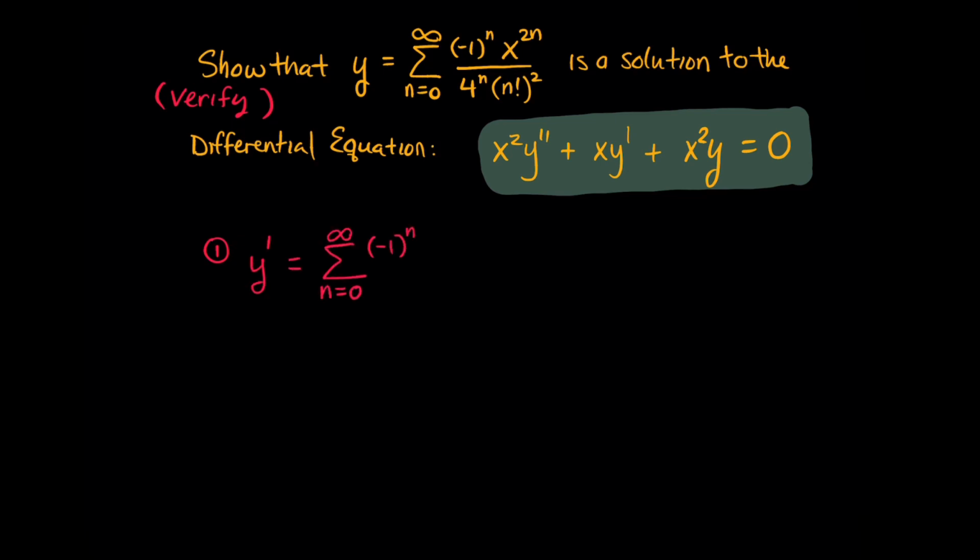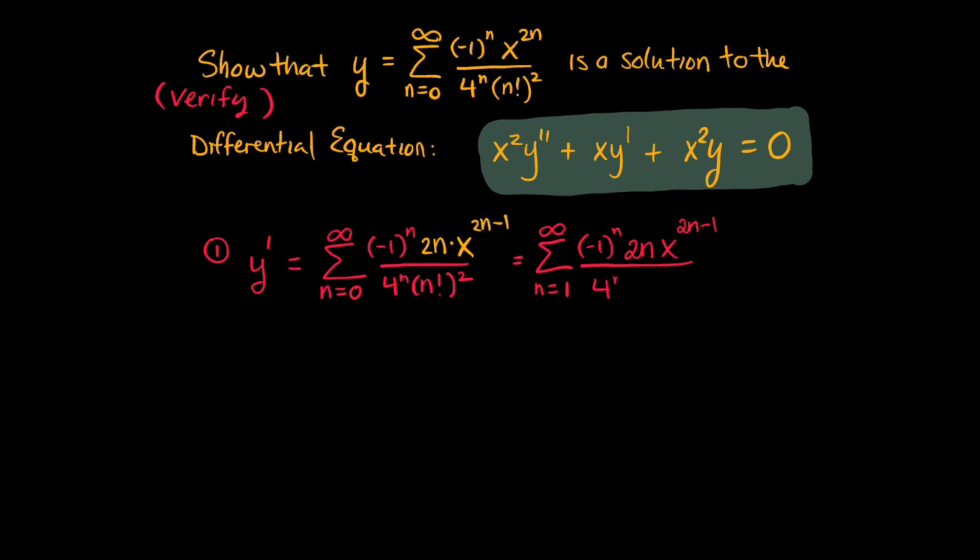So first, y prime. We want to differentiate this with respect to x, so everything in the series expression that's not in terms of x will be treated like a constant. So only what I have highlighted in yellow is what got differentiated by the power rule of differentiation. Next, we notice that this series is the same as if we had started it from n equals 1, because at n equals 0, the first term would be 0.